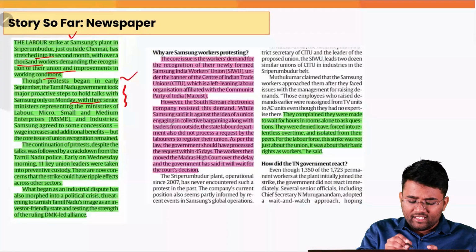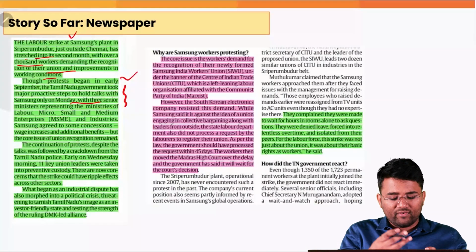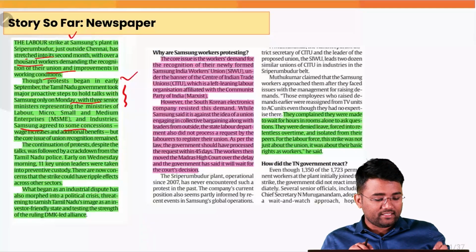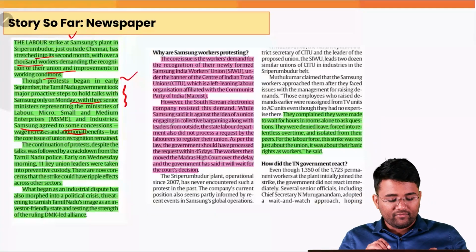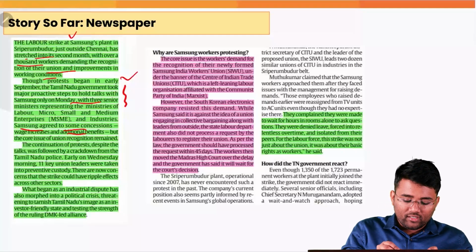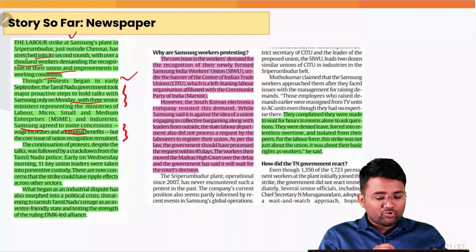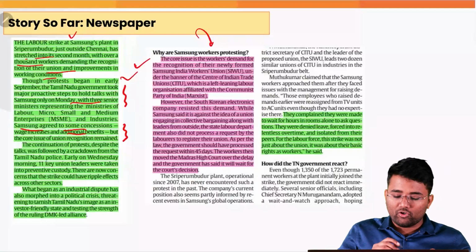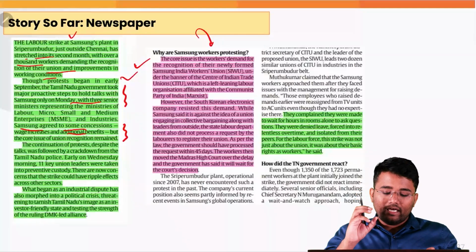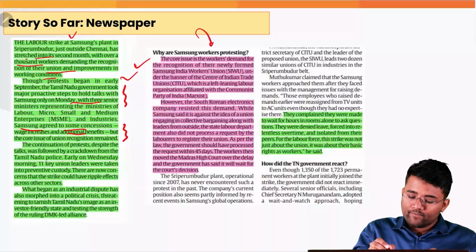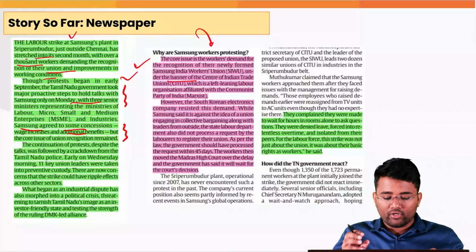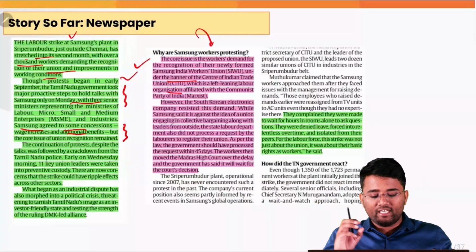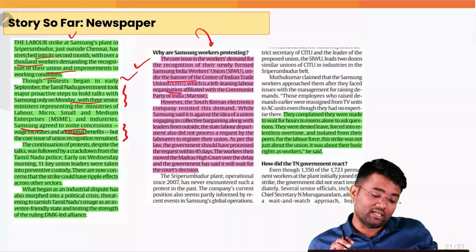Also, three senior ministers representing the ministries of MSME and industry, with Samsung, have agreed to some concessions, wage increase and additional benefits, but the core issue of union recognition remained. So why are these workers protesting? The core issue is that workers demand recognition of their newly formed Samsung India Workers Union under the banner of the Centre for Indian Trade Unions, which is a left-leaning labor organization affiliated with the Communist Party of India (Marxist).